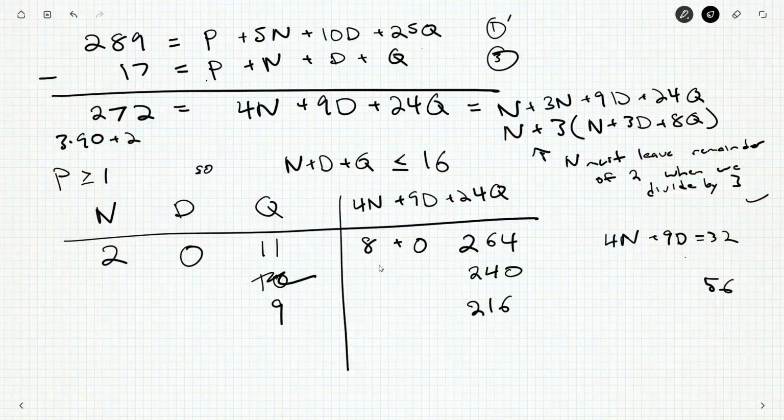So 56, if that were done with, how many dimes could we have at most? We'd have at most, not 9 dimes, we'd have at most 6 dimes. And that would leave 2. So that wouldn't work, since the 2 for the 4n would have to be 2, and that wouldn't work.